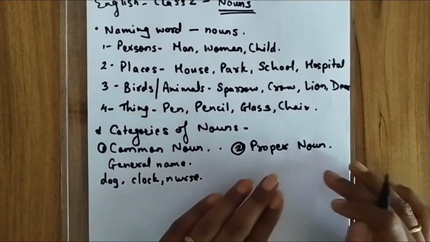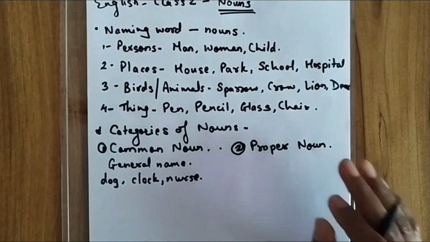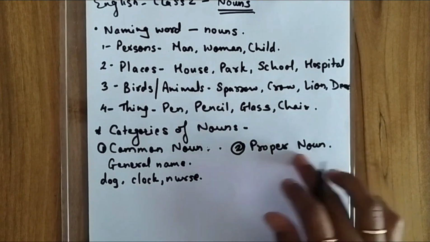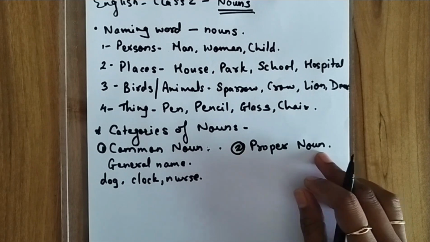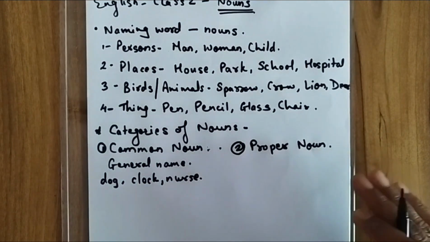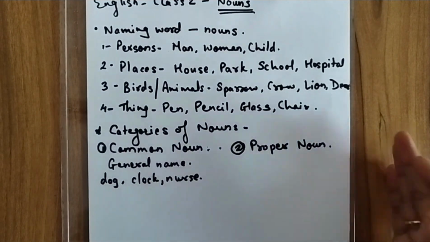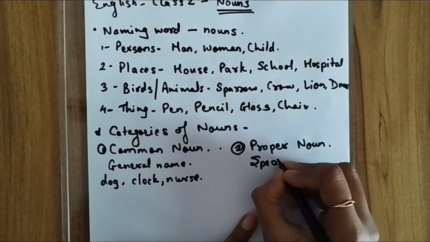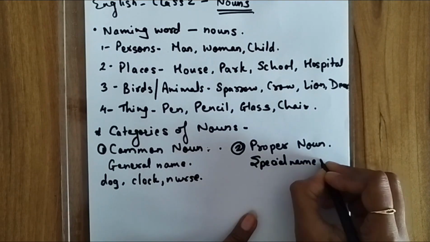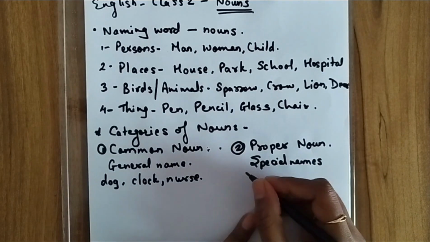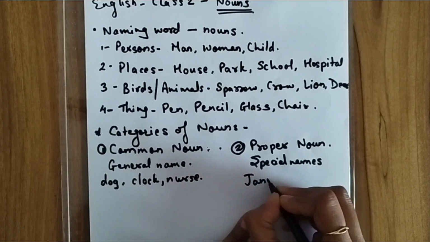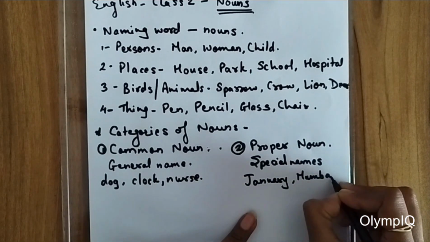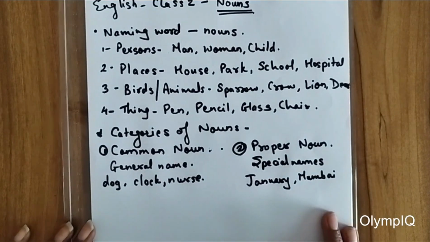Okay. Now what are proper nouns? Proper nouns are special names of people, place, animal or things. These can also be the names of months, days of the week, special days of festivals. Now these would be like special names. For example, January, then the city, Mumbai. Okay, so these would come under proper nouns.